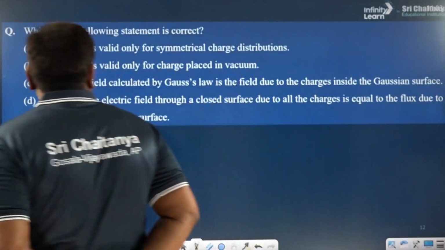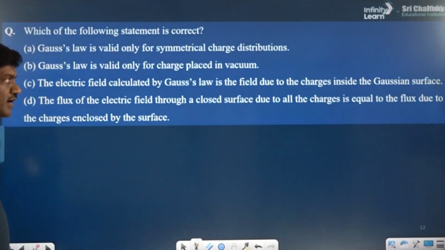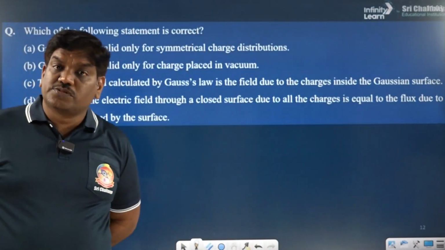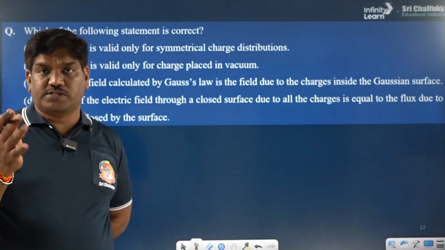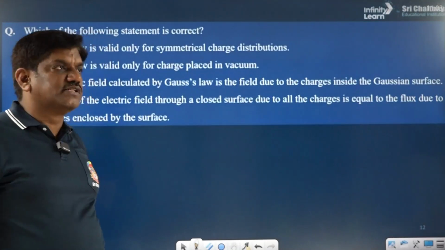Which of the following statements is correct? Gauss law is valid only for symmetrical charge distribution? No. Gauss law is even valid for a random surface, as we have discussed. For any arbitrary surface, it is valid.